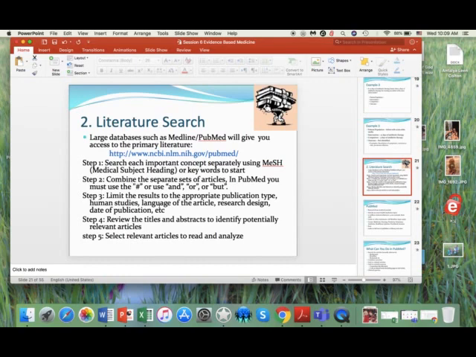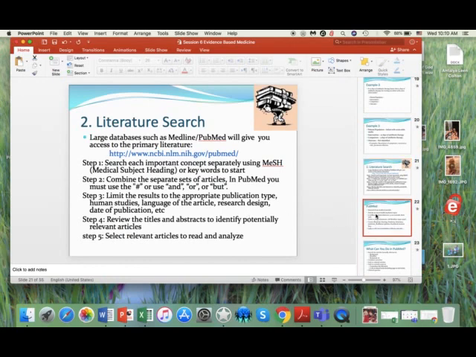And so then you can limit the results to the publication type that you want, like a type of study. You can limit it to human studies only. You can limit it by the language. You can limit it to the way that the research has been designed, whether that's a randomized controlled study or a cohort study. We'll talk about some of what those mean. You can say only within the last 5 years. And then you can review all the titles and the abstracts, like the summaries of each article, and then you can select the specific articles that you want to read and study more closely.